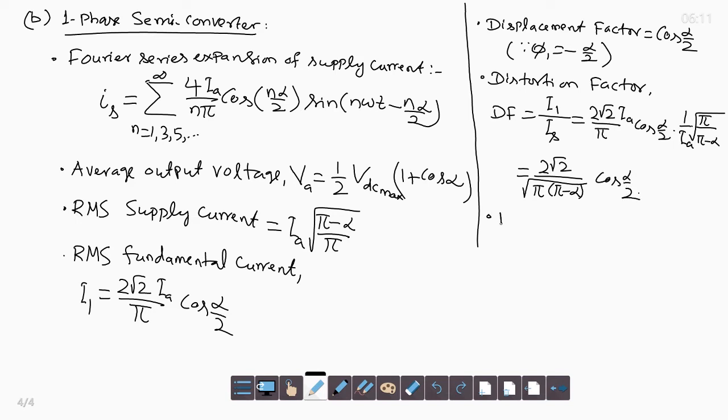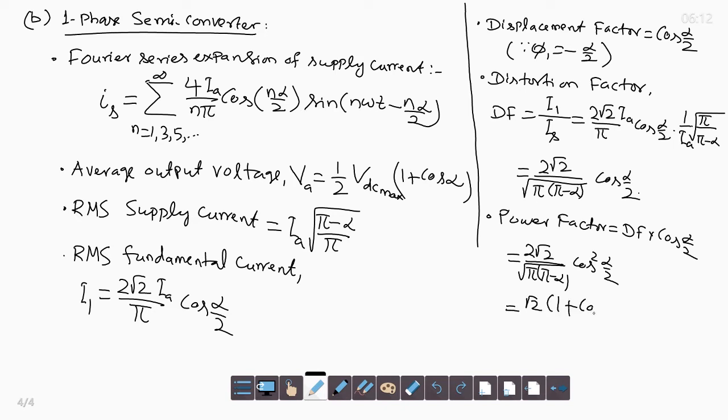So the power factor, which is distortion factor into displacement factor, is 2 into root 2 divided by root over of pi into pi minus alpha into cos square alpha by 2. You can write it as root 2 into 1 plus cos alpha divided by root over of pi into pi minus alpha. So with this you can prove this power factor is better than that of the single phase full converter.